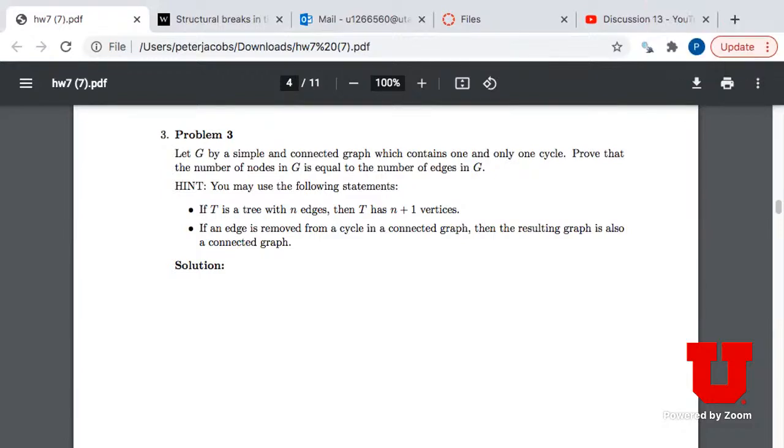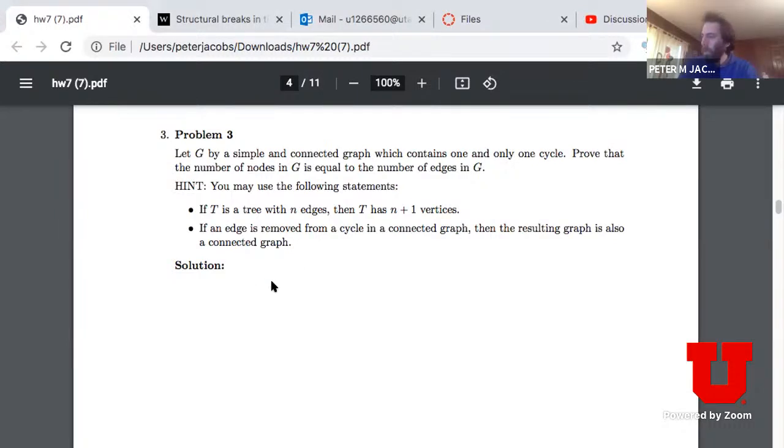I got started by just drawing out a little picture of what this kind of graph would look like. I drew it as a circle or whatever, and it makes sense logically to me, but I don't know how to prove it. You know what I mean?